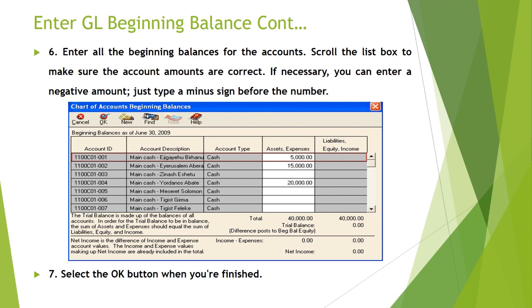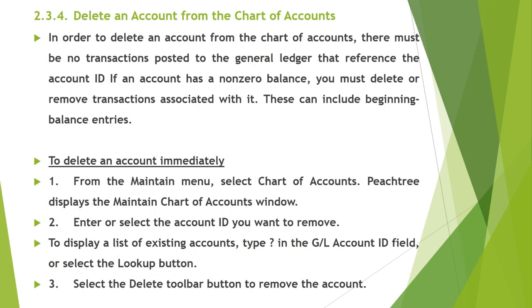5. Click or tab to any of the white cells in the grid to add an amount. The gray cells are for viewing purposes only. The Chart of Accounts Beginning Balance window will open. 6. Enter all the beginning balances for the accounts. Scroll the list box to make sure the account amounts are correct. If necessary, you can enter a negative amount, just type a minus sign before the number. 7. Select the OK button when you're finished.